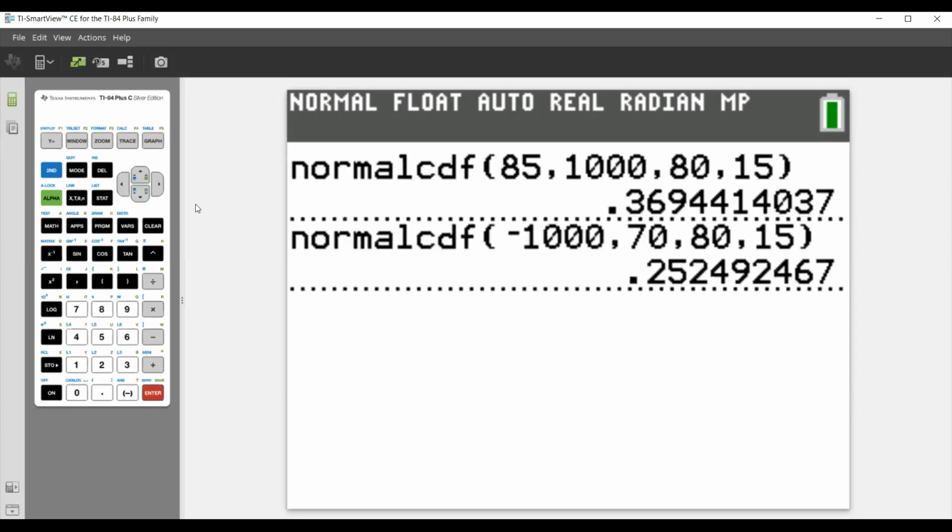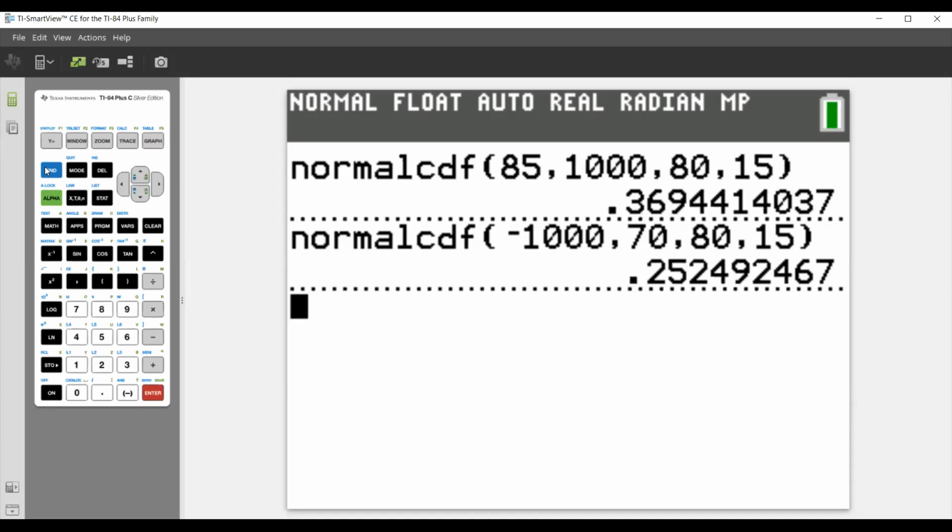So the probability that a person selected at random scores less than 70 is 0.2525. Or we could say that over the long term, about 25.25% of the people would score less than 70 on this test. Okay. All right, let's do another one.